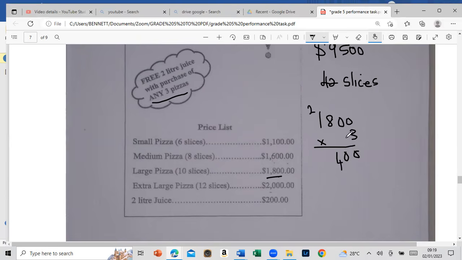3 ones. No, 300, 300, 3 is 24. 3 1 3. So that's 5,400. So if I buy this, it costs 5,000, and that gives 30 slices. So I still need another 12 slices. So what if I bought 2 of this?